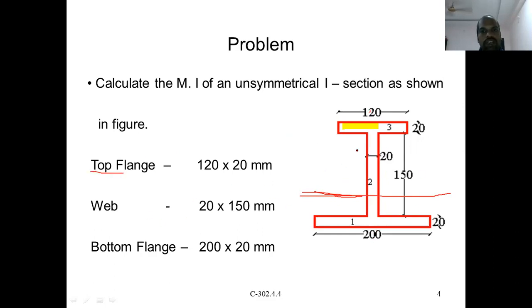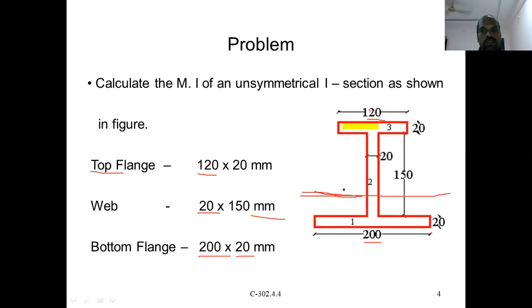First of all, how can you say that it is unsymmetrical? See the dimensions. Only in this case, no additional plates are there at the bottom and top flanges. Only flanges are there, with dimensions 120 by 20, which is this width, and this 150 is the depth of your web. And see the bottom flange, it is 200 by 20. So even the thickness is the same, 20. The width is different here: 200 here, 120 there.